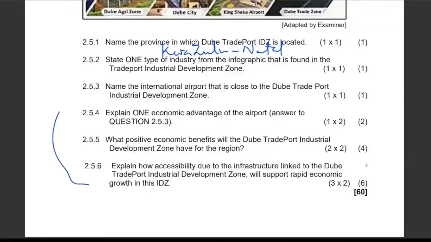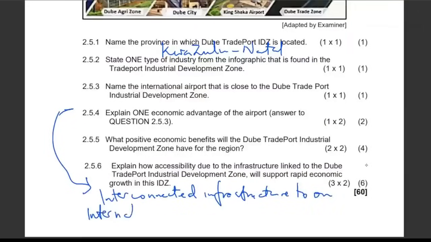This airport here, an advantage is that because of the presence of the airport, it has created interconnected infrastructure to compete on international markets. For the reason that there's an airport close by, it means industries in that trade port industrial development zone can easily compete with other industries from abroad. They can sell their products through the international market because of the accessibility to the airport. So it has brought an interconnectedness of infrastructure that is going to facilitate the exportation on the international market.